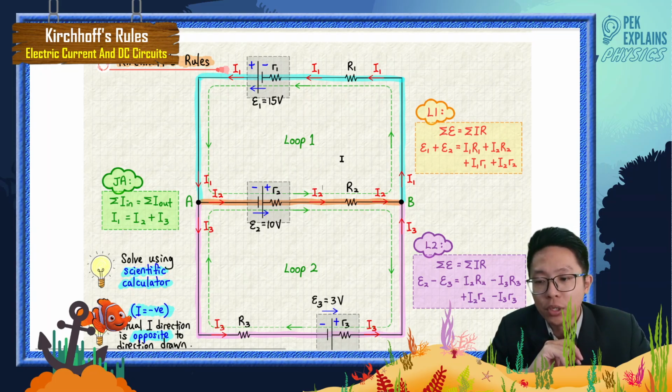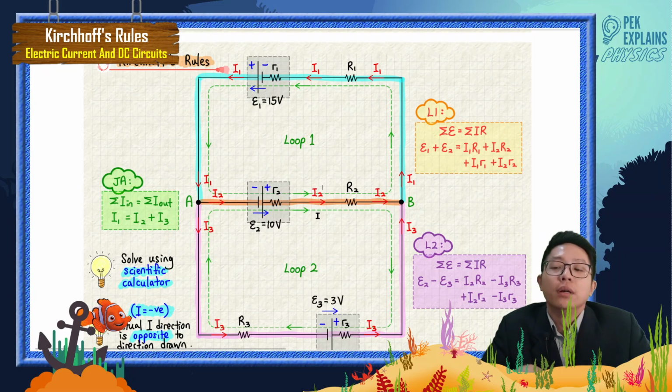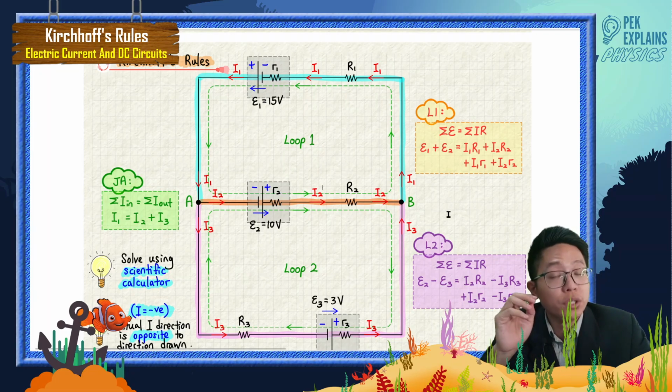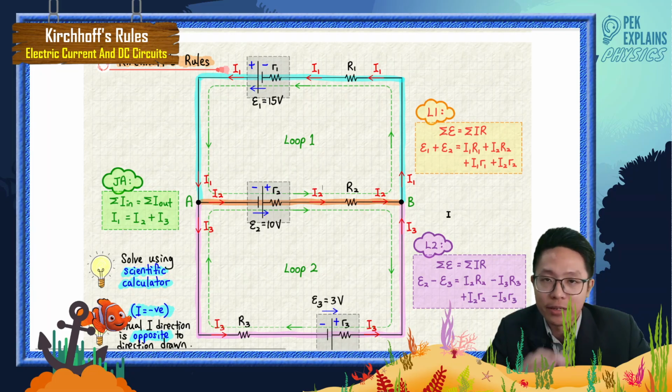You can choose the upper loop and the bottom loop, or the upper loop with the big loop, or the bottom loop with the big loop. So just choose any. You will still get the same final answer. Remember, you still get the same final answer no matter which choices you make.